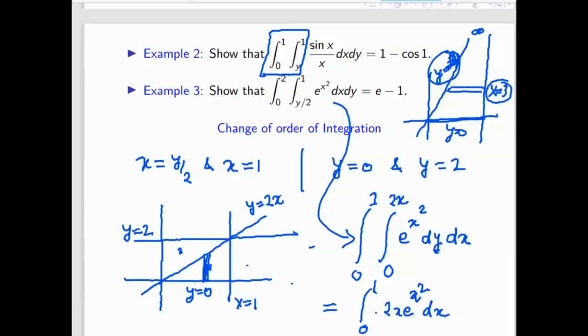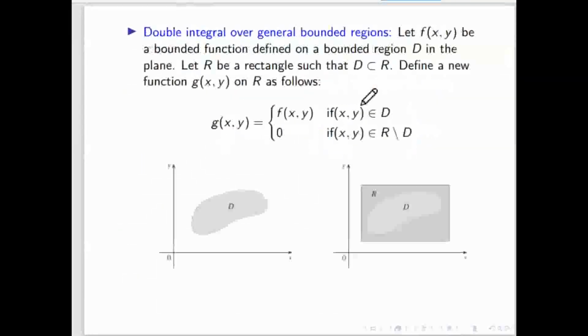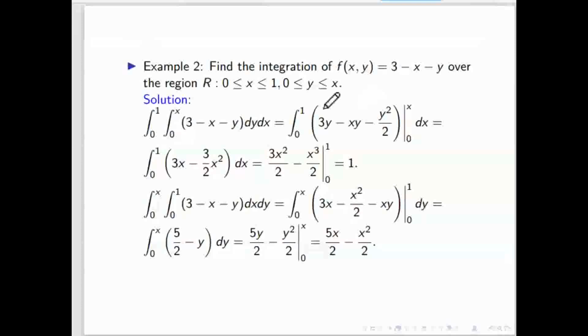We'll see more problems also. If you take a vertical strip, then in this order of integration, first it will come with respect to y, then with respect to x. If you take a horizontal strip, it will come with respect to x first, and then with respect to y. So in the exam, if nothing is mentioned, then you can do whatever you want. But if it is mentioned to use change of order of integration, then you have to do it like this. So let us go back to the previous example we have seen.